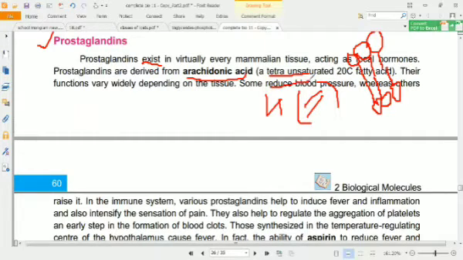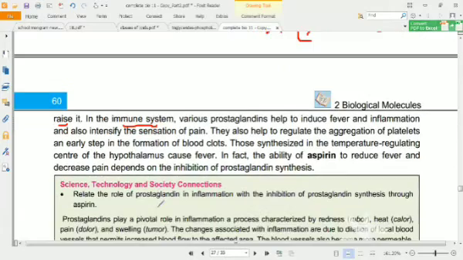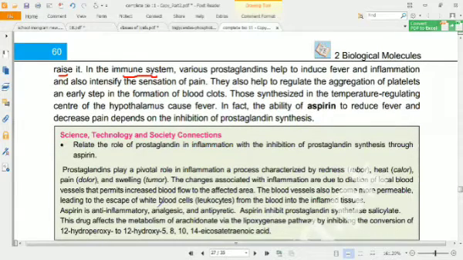Some reduce blood pressure and some raise blood pressure. They also have a very vital role in the immune system. If we take a look at the immune system regarding prostaglandins, number one, they help to induce fever. Some prostaglandins increase the temperature in the body, so body temperature gets higher. This is an alarming situation and a good sign for the body, to inform that something is going wrong in our body, so let's treat that.